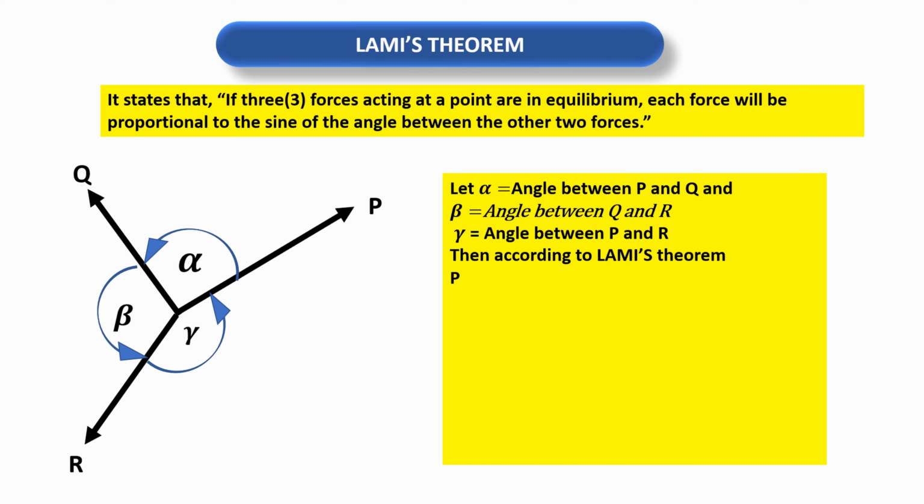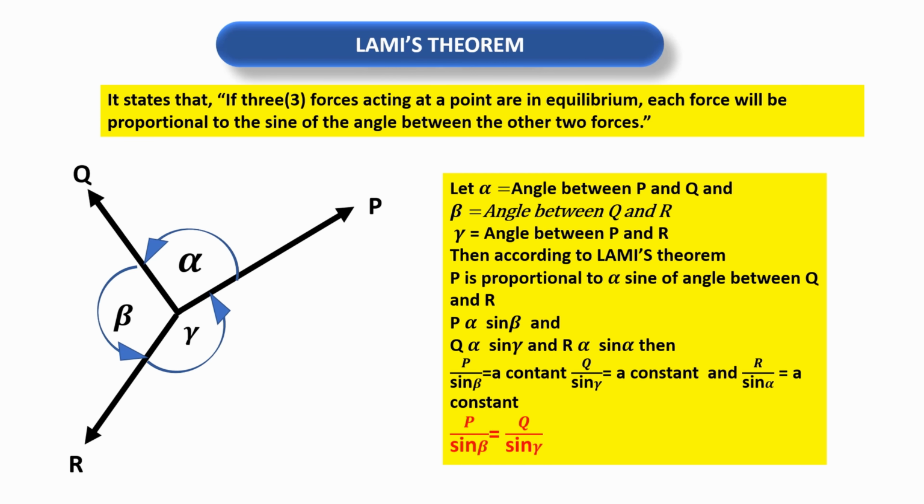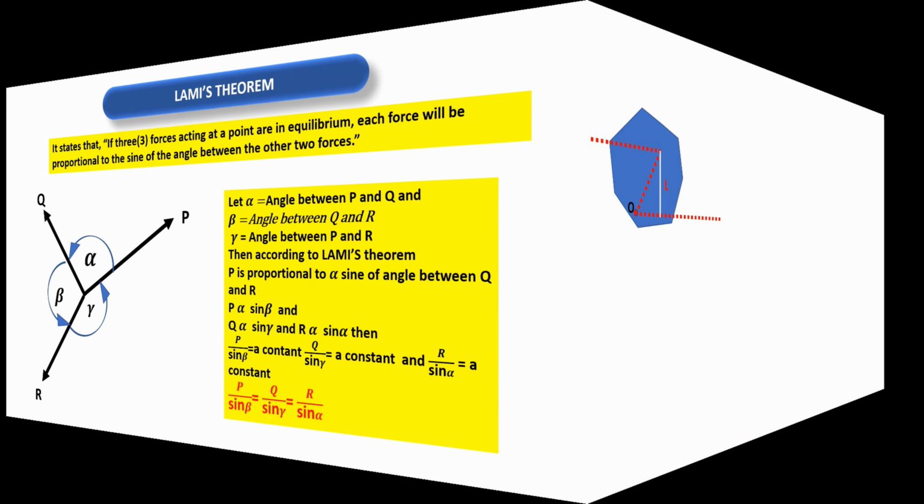Then according to Lami's theorem, P is proportional to the sine of the angle between Q and R. P is proportional to sin beta, Q is proportional to sin gamma, and R is proportional to sin alpha. Then P by sin beta equals a constant, Q by sin gamma equals a constant, and R by sin alpha equals a constant. P by sin beta equals Q by sin gamma.